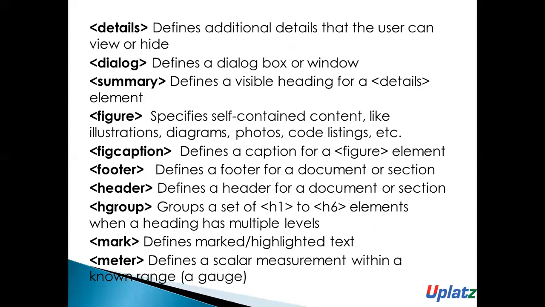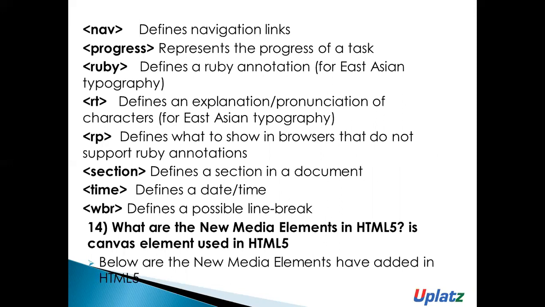Footer defines a footer for a document or a section. Header defines a header for a document. Hgroup is a set of h1 to h6 elements. Mark defines a mark for highlighted text. Meter defines a scalar measurement within a known range. Nav defines navigation links. Progress represents the progress of a task. Ruby defines a ruby annotation.